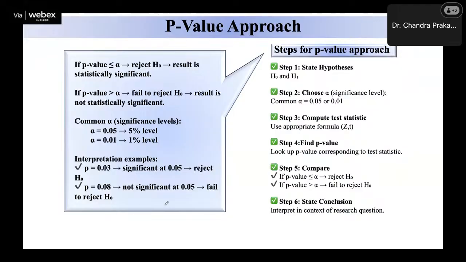If we want to go for the p-value approach, first we state the hypotheses, null hypothesis and alternate hypothesis. We choose the significance level alpha. We compute the test statistic, right? We need to see whether we should go with the t test or Z test. Z we generally go with when the sample size is more than 30. Then compare: if the p-value is less than or equal to alpha, reject H0. If the p-value is greater than alpha, fail to reject H0.